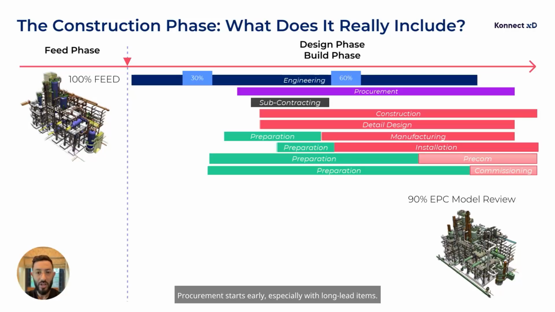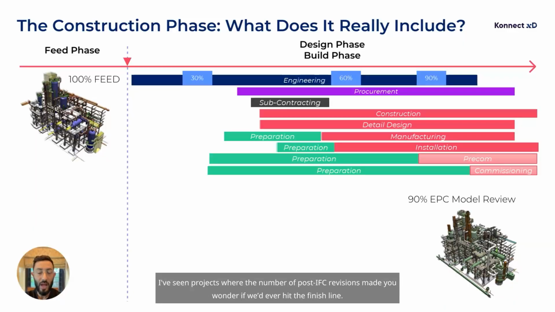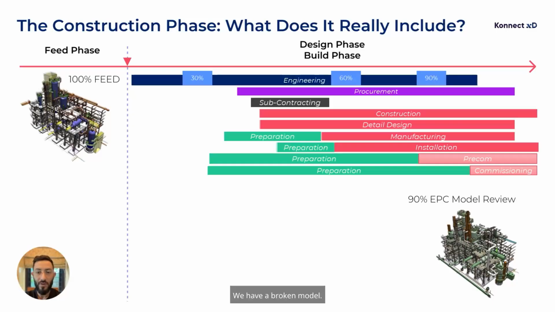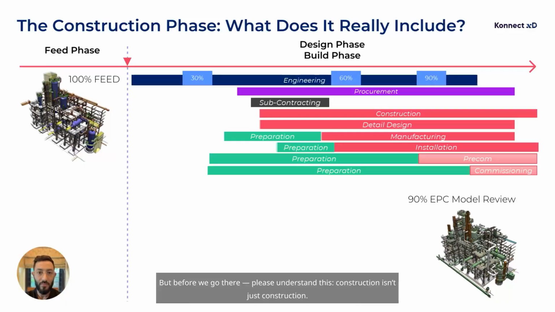Procurement starts early, especially with long lead items. It drags on, often with delays. By the time we reach 90% engineering, revisions are still coming in. I've seen projects where the number of post-IFC revisions made you wonder if we'd ever hit the finish line. We have a broken model, and that's exactly what the next slides explore. But before we go there, please understand this.